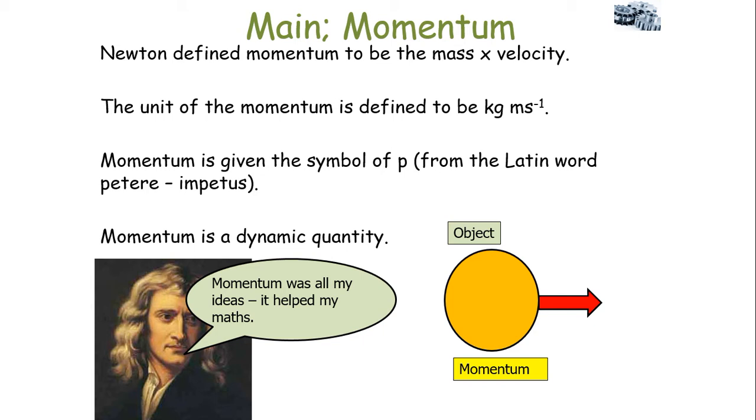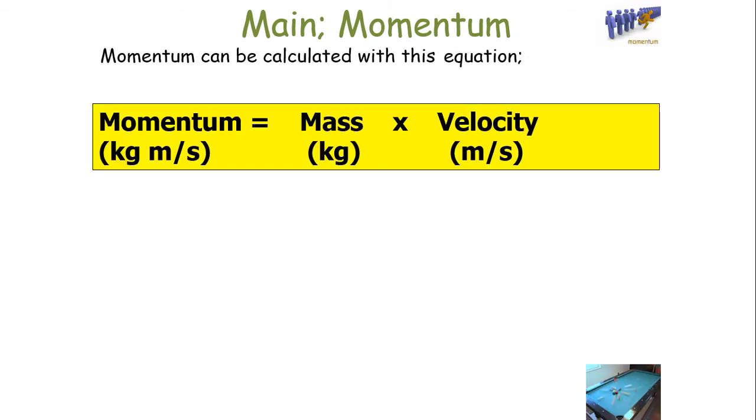So let's just clarify what we've learned. Isaac Newton defined momentum to be mass times by velocity. The unit of momentum is defined to be kilograms meters per second, and momentum is given the symbol of P, and it has to be a dynamic quantity. You need motion to have momentum. So here is our equation.